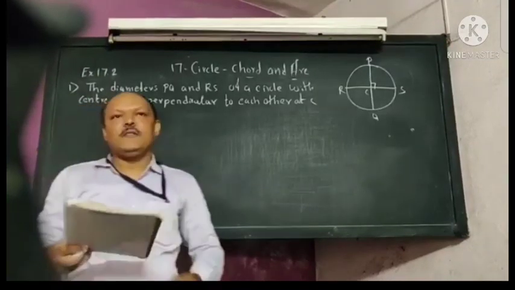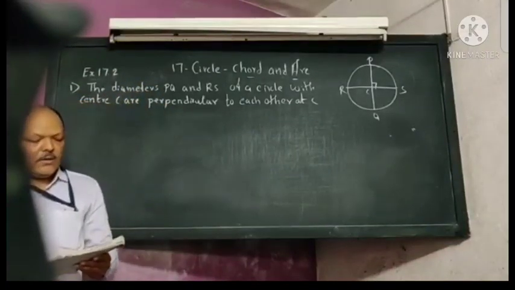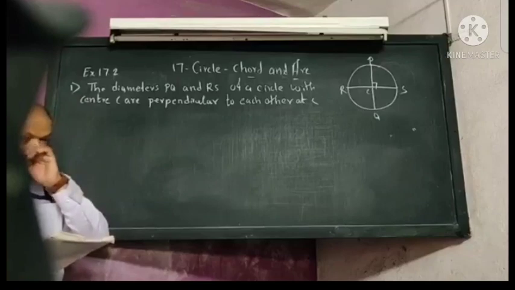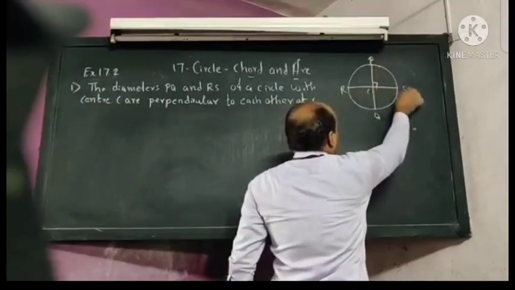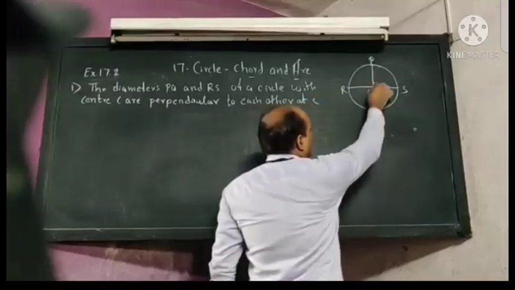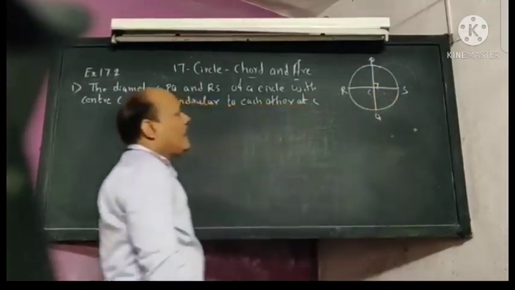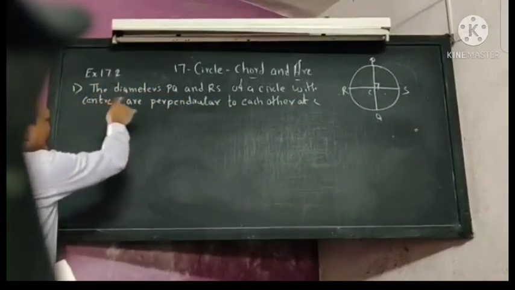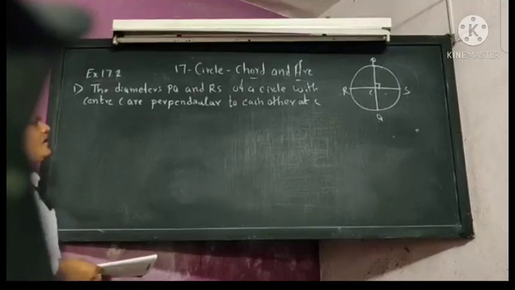Okay, students, we will start with exercise 17.1, the first sum. The diameters PQ and RS of a circle with center C are perpendicular to each other at point C. That means your PQ and RS are perpendicular to each other. At the center, 4 angles are formed, and all the 4 angles will be right angles because they are perpendicular to each other. Is it clear? I have written here the diameters PQ and RS of the circle with center C are perpendicular to each other at C.